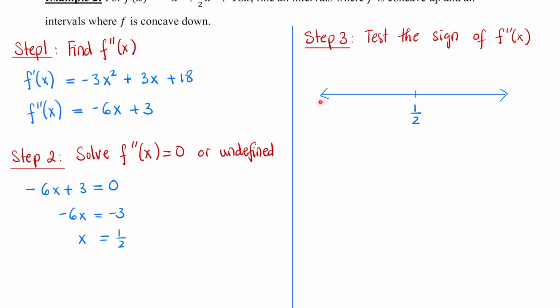First, let's pick a value in this interval. You can pick any value that's less than 1/2, say 0. I take 0 and plug that into the second derivative. 0 times negative 6 is 0. 0 plus 3 is positive.